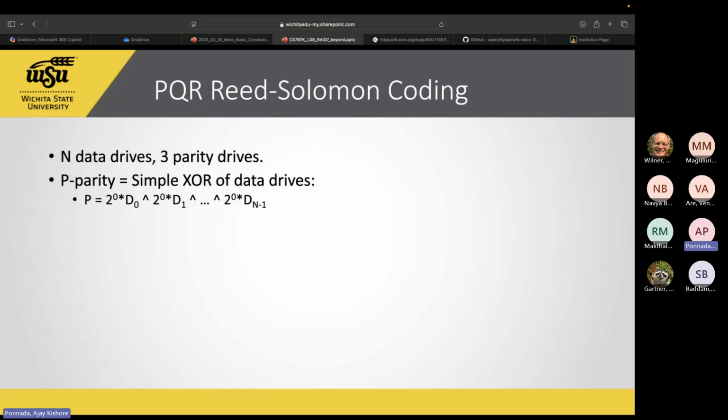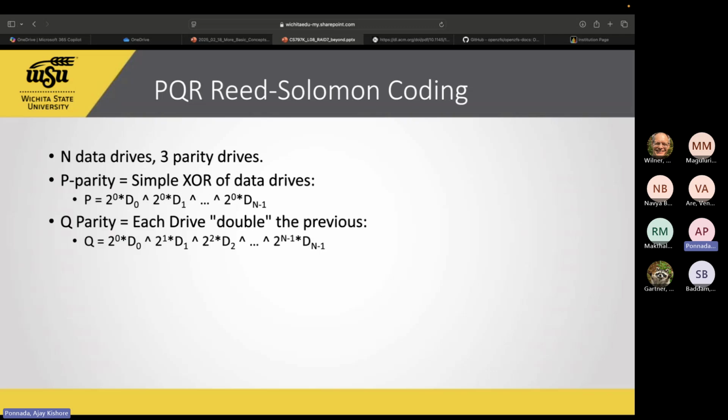So PQ parity, it's a simple XOR. We're XORing every data bit here, D naught, D1, and Dn minus 1. So anyone online, why are we keeping n minus 1 here instead of n? We have n drives in total, so we're giving n minus 1. It's simple. We need one for the parity, right? So it's n minus 1. If we have n, we are calculating for one of the parity, so the remaining are n minus 1. It's simple. So 2 power 0 always gives 1, so it's a simple XOR. So P parity is a simple XOR of data drives.